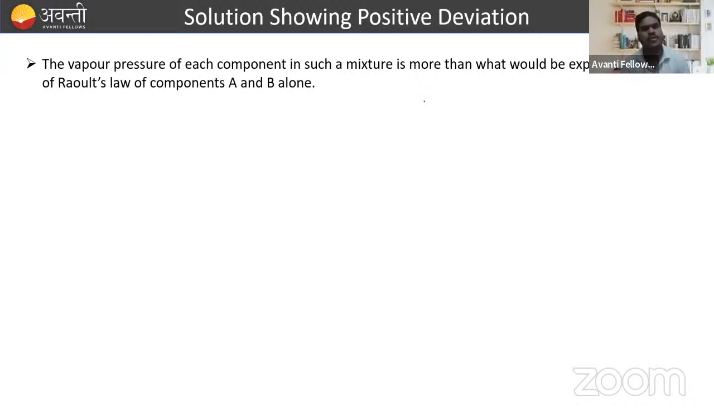So solution showing the positive deviation: the vapor pressure of each component in such a mixture is more than what would be expected from the Raoult's law of component A and B alone, right? So this is called the positive deviation. And what is the possible reason behind this, beta?